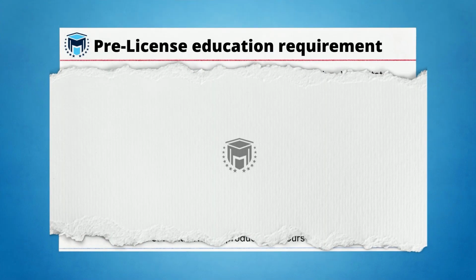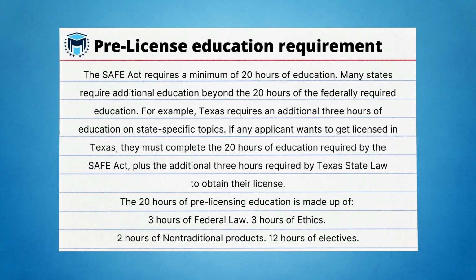Pre-license education requirement. The SAFE Act requires a minimum of 20 hours of education. Many states require additional education beyond the 20 hours of federally required education. For example, Texas requires an additional 3 hours of education on state-specific topics. If any applicant wants to get licensed in Texas, they must complete the 20 hours of education required by the SAFE Act, plus the additional 3 hours required by Texas state law to obtain their license.